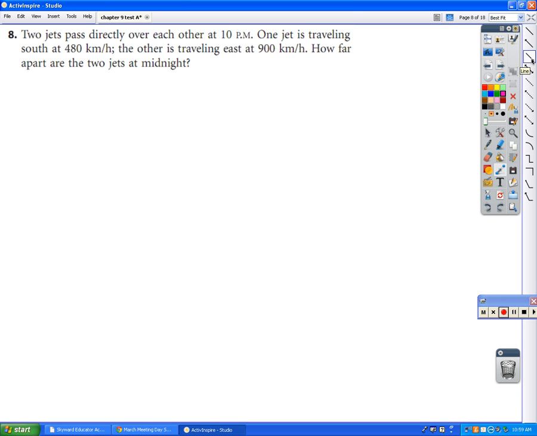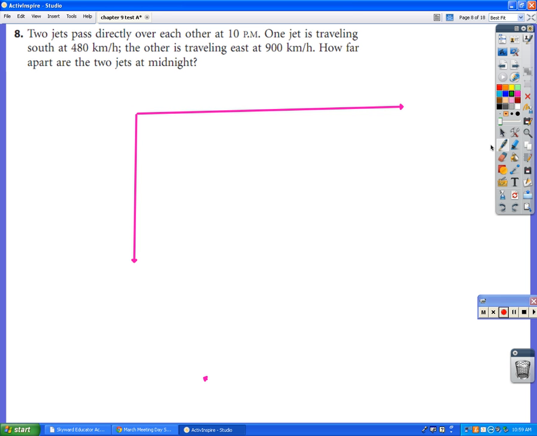All right, so two jets pass directly over each other at 10 p.m. One jet is traveling south at 480 kilometers per hour. Another one is traveling east at 900. Since we want to know how far apart they are at midnight, they've been going for 2 hours. So how far has this one gone south? 960 kilometers. How far has this one gone east?